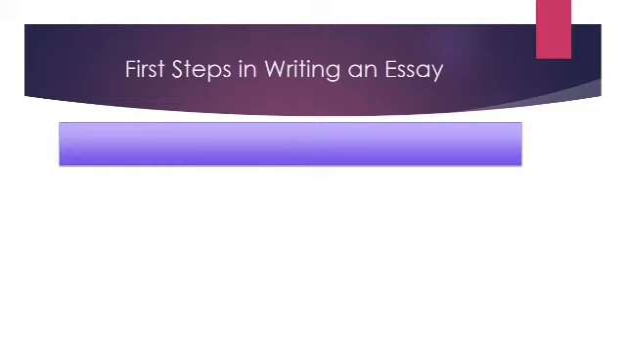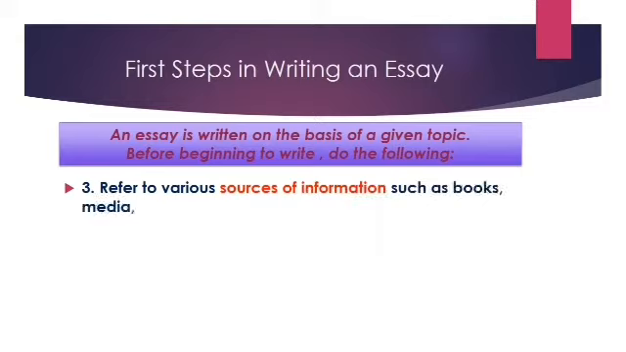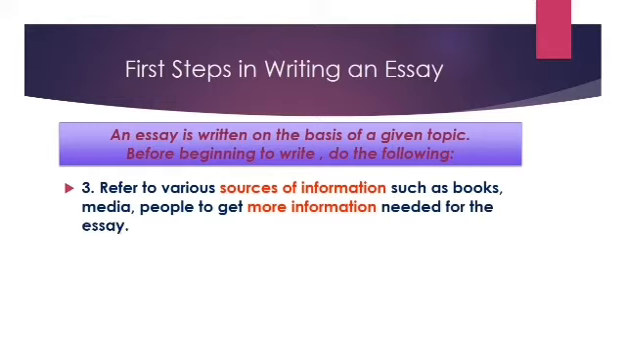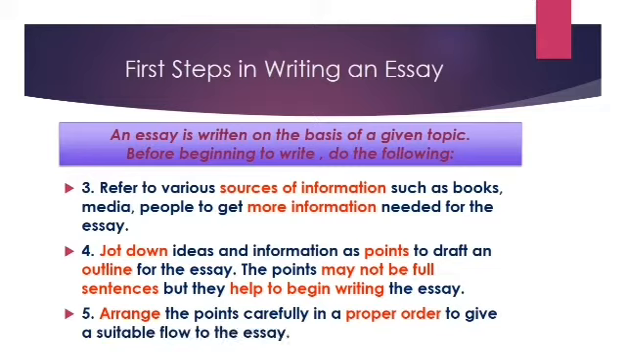To come up with points to include in the essay, we can refer to various sources of information such as books, media, people to get more information needed for the essay. Jot down ideas and information as points to draft an outline for the essay. The points may not be full sentences, but they help to begin writing the essay. Arrange the points carefully in a proper order to give a suitable flow to the essay.